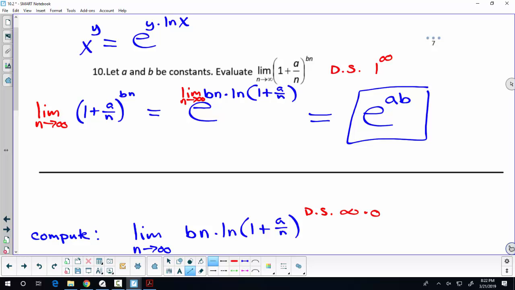So infinity times 0, we still have to use L'Hopital's rule for that. Because what it's saying is one of those factors is growing really, really large, and the other one is getting really, really small. So does the large outweigh the small, or does the small outweigh the large? Which one's essentially growing faster? Is this one getting larger and larger faster, or is this one getting smaller and smaller faster?